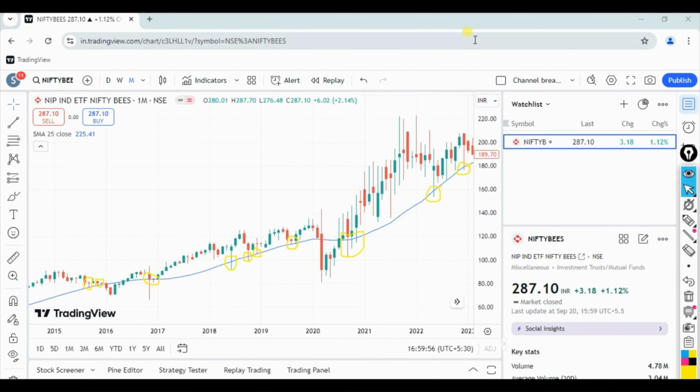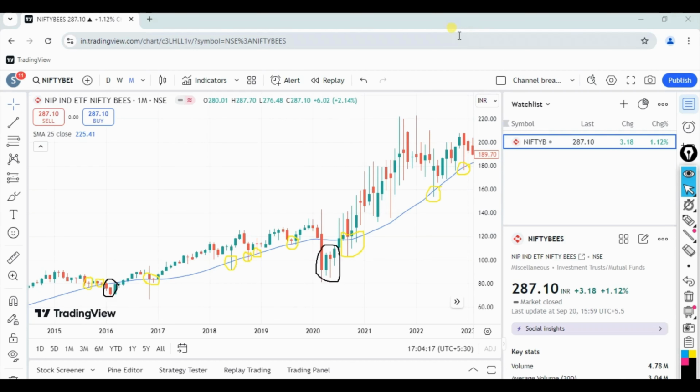Coming to the second observation, you might have noticed that for a good number of times, the price has either gone below or just touched the moving average, and then the price went up and the candlestick has closed above the moving average indicator. So this is called taking support on the moving average indicator.